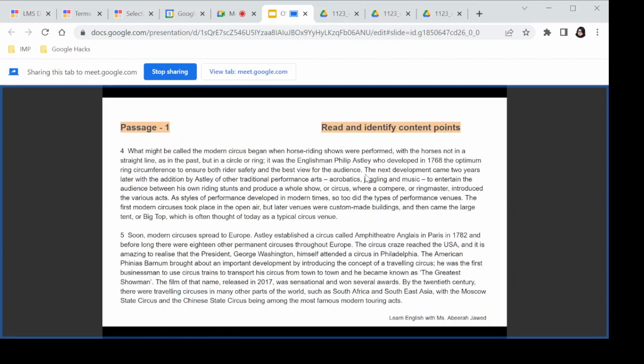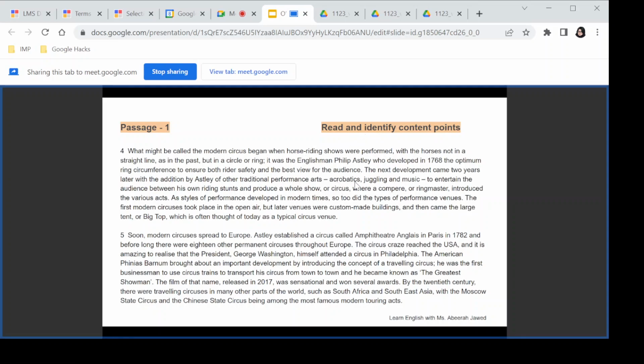Take your time. All right, but we can write like the next development came with the addition of the traditional performance arts. Yes, and you can also name them, okay? Because it is an important development. And acrobatics, juggling, and music are different from the first horse riding shows, right?